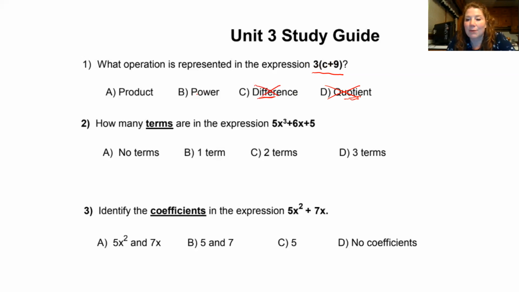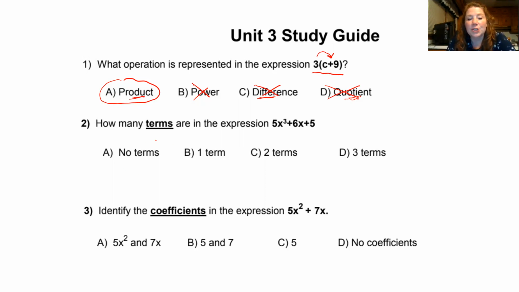Letter B says power. Well, power is another word for showing an exponent. I don't see any exponents, which means the only option left is A, product. And product in math means multiplication. I do see that 3 is being multiplied by the quantity C plus 9. So A must be the best answer.